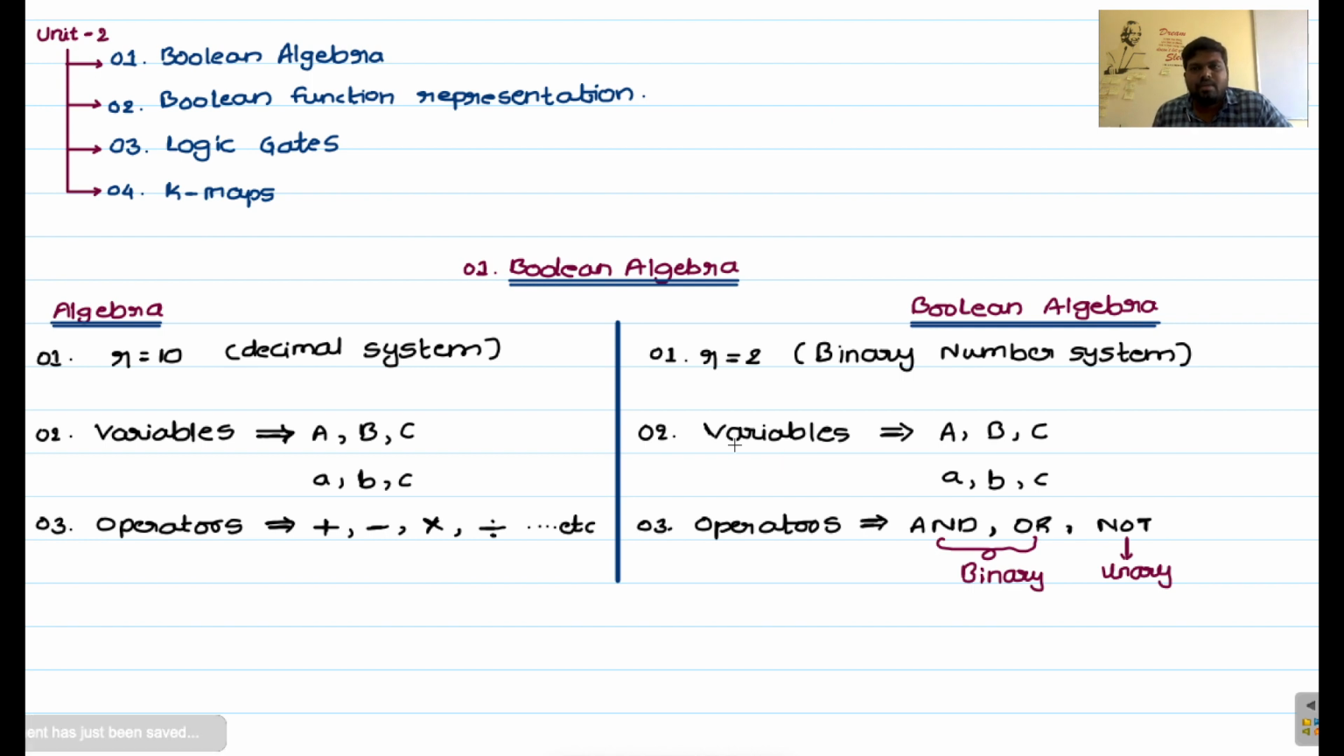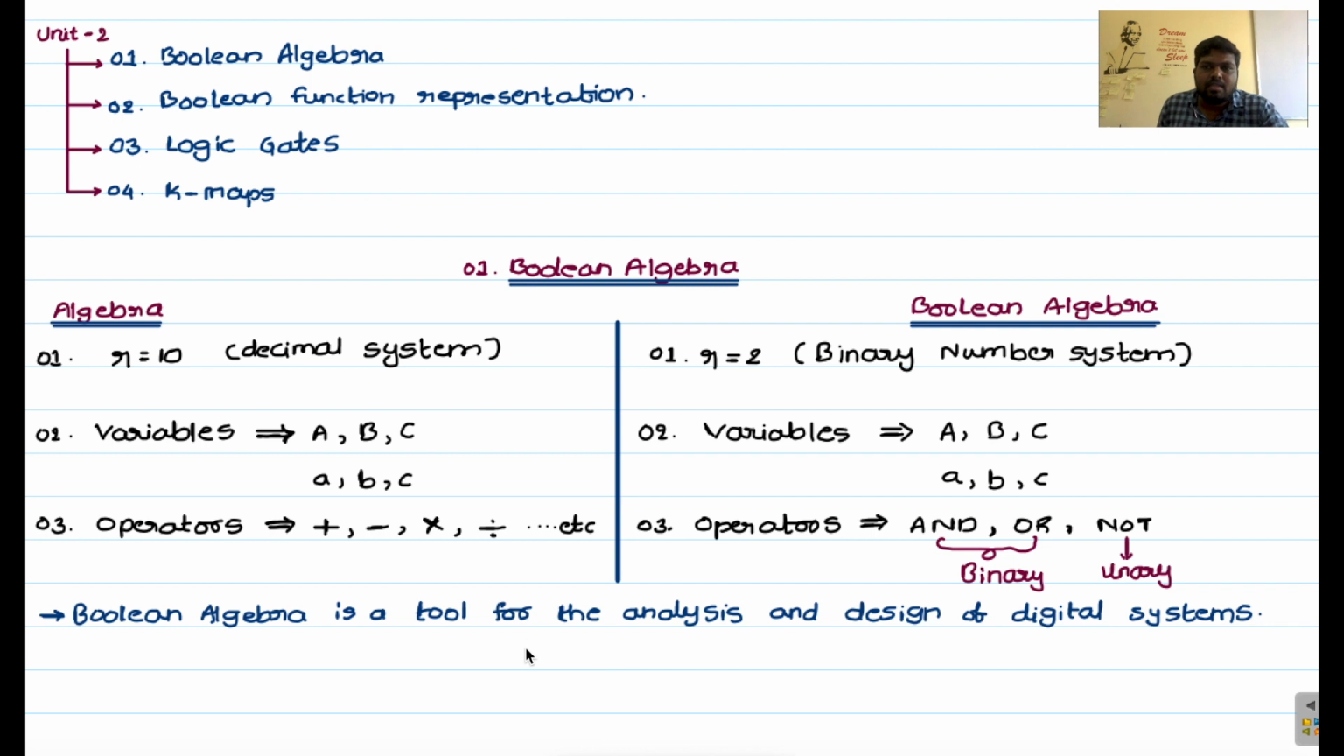So here we are using normal operators like addition, subtraction, and in Boolean algebra we are using AND, OR, and NOT operations. AND and OR are called binary operations, and NOT is nothing but a unary operation, right? And I will give two statements here. Boolean algebra is a tool for the analysis and design of digital systems, right?